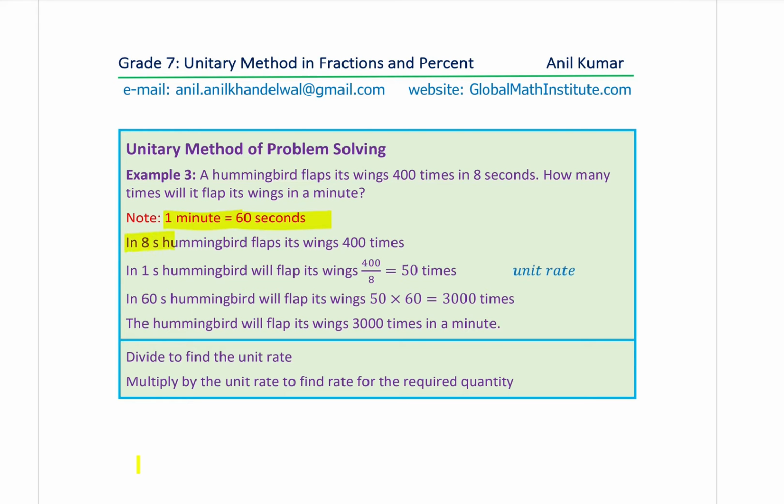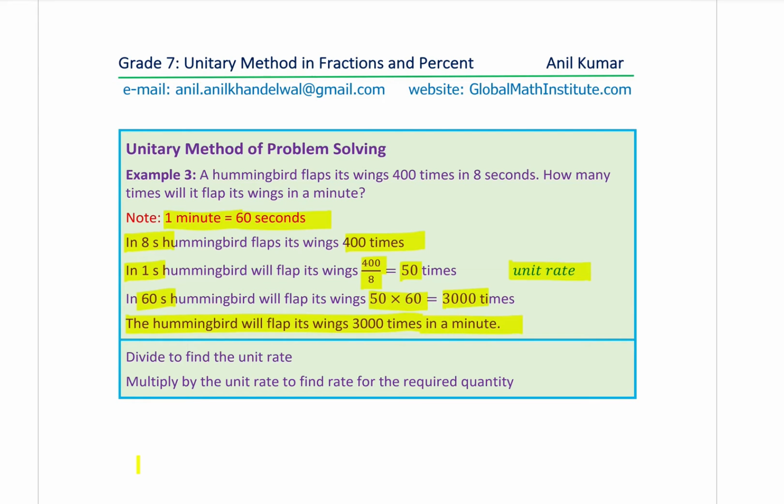So in 8 seconds, the hummingbird flaps 400 times, correct? In 1 second, that is the unit rate, correct? In 1 second, it will be 400 divided by 8, which is 50 times. In 60 seconds, since it is 1 minute, we know 1 minute is 60 seconds. So we are going to multiply 50 by 60 and we get 3,000 times. You get the idea, right? 6 times 5 is 30. So 30, 100, 3,000. The hummingbird will flap its wings 3,000 times in a minute.